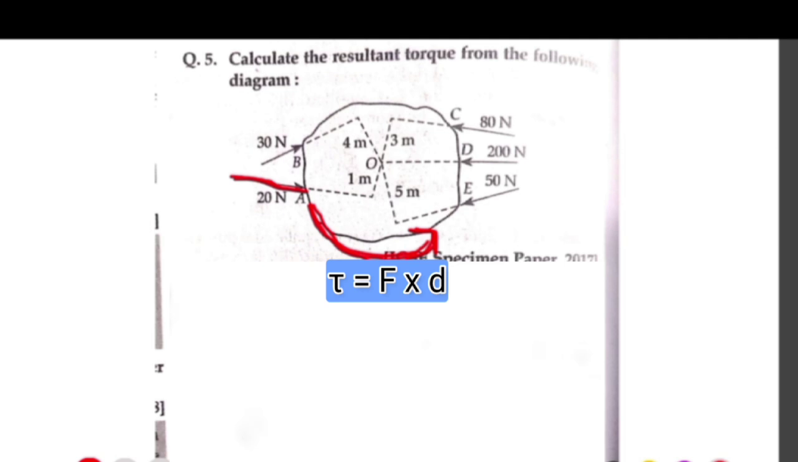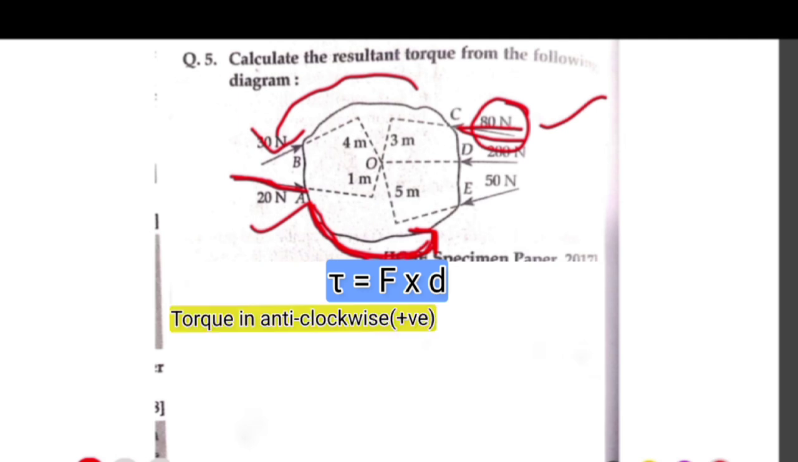Also, you can observe that the force C, which is 80 Newton, the force acting at the point C, also rotates this in the counterclockwise direction. So these two forces, which are 20 Newton and 80 Newton, tend to produce the anti-clockwise moment. One thing you need to keep in mind is that the anti-clockwise moment is always taken as positive. So the forces 20 Newton and 80 Newton produce anti-clockwise moment, which is taken as positive.